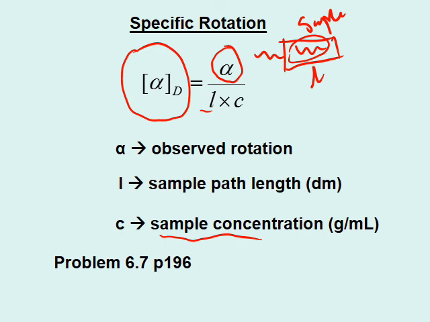Now, in the book there is a problem. I think I just wrote down this 6.7, page 196. It's pretty simple and straightforward. Make sure that you have the right unit when you do one such sample problem to figure out how to determine a specific rotation of a molecule.